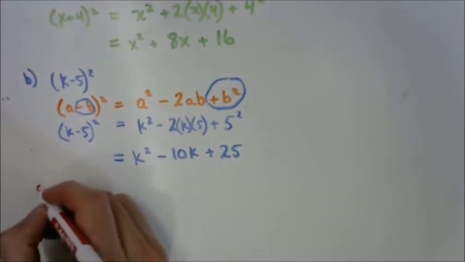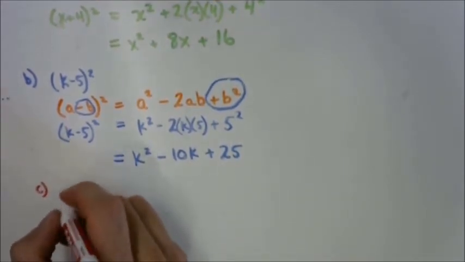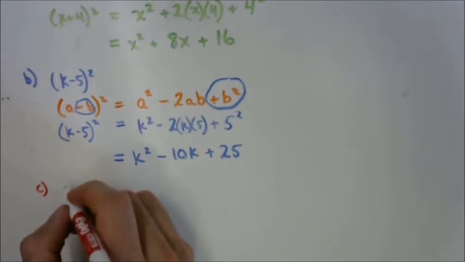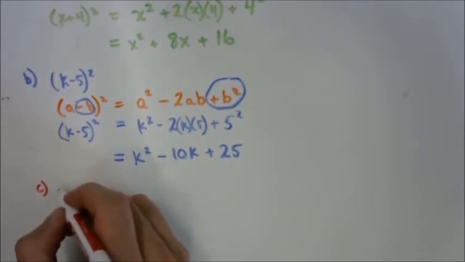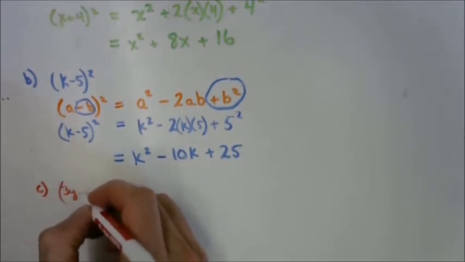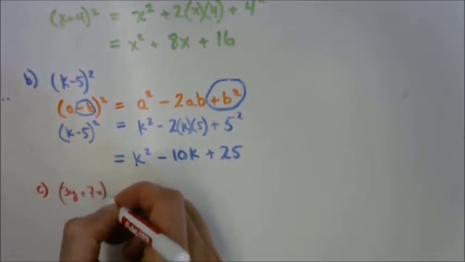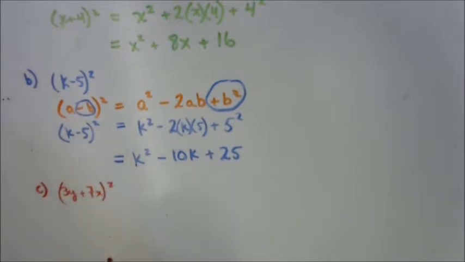Okay, C. C is (3y + 7x) squared. Ooh, that's too hard. What do you do? What do you see? What are you doing? An X and a Y? What pattern do you see?